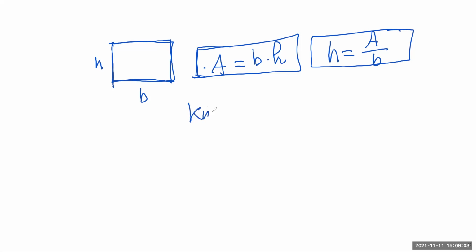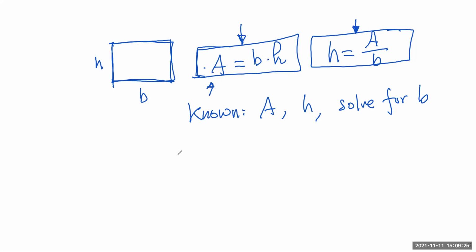So it means we know this is a given. We know the area, we know the height. We're trying to solve for B. Okay, so we can go either based on this or that. It really doesn't matter which one we go with. So let's say we start based on that.